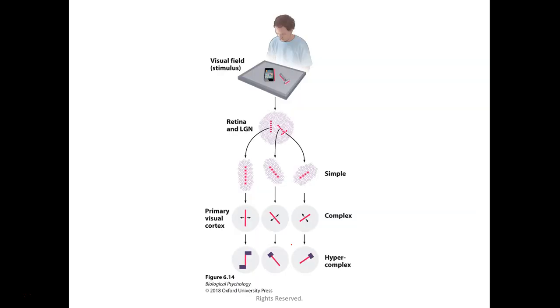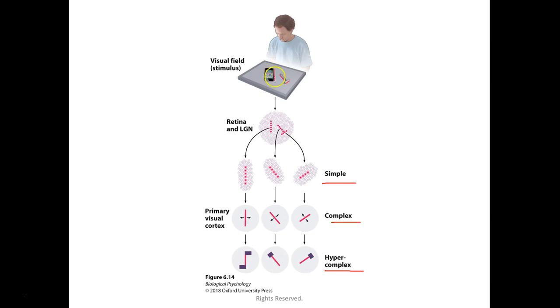So in our cortex, in our primary visual cortex, we've got specialized cells, simple, complex, and hypercomplex, that respond to different features of our visual world. So here's a subject looking at a cell phone and I think a razor.